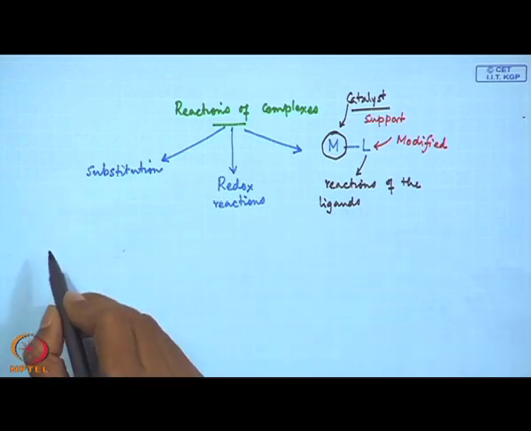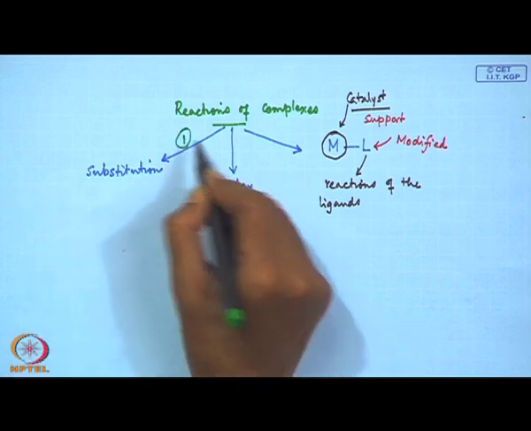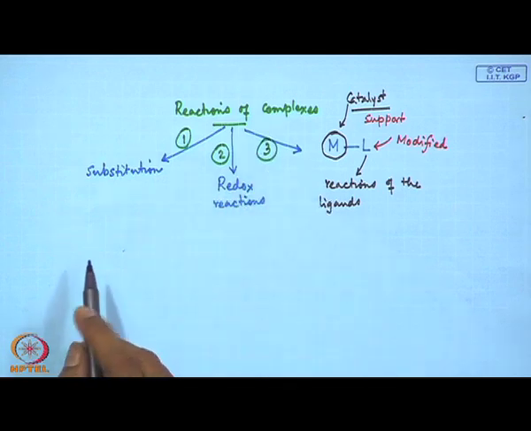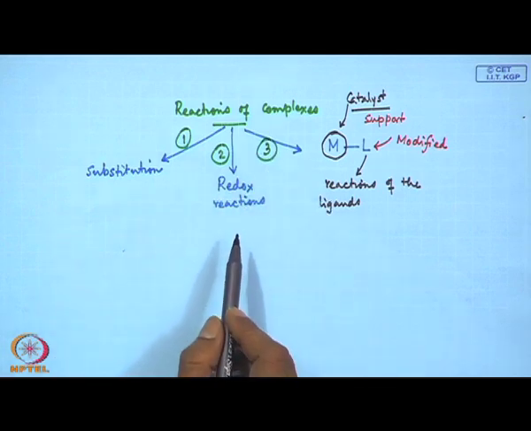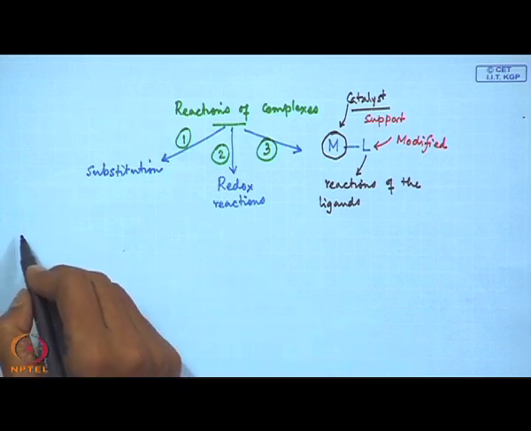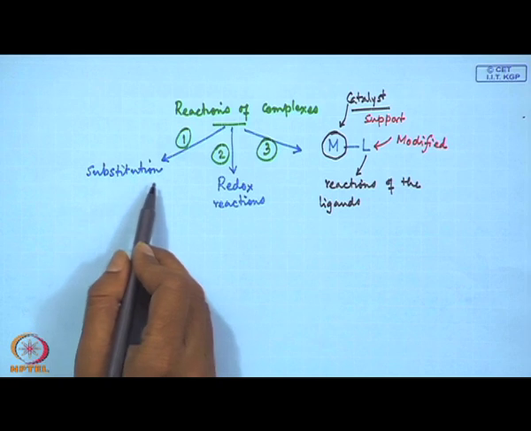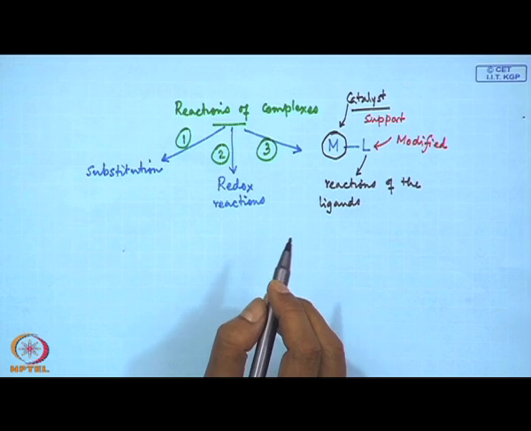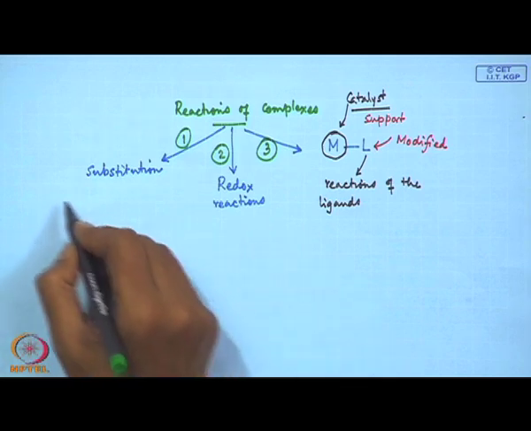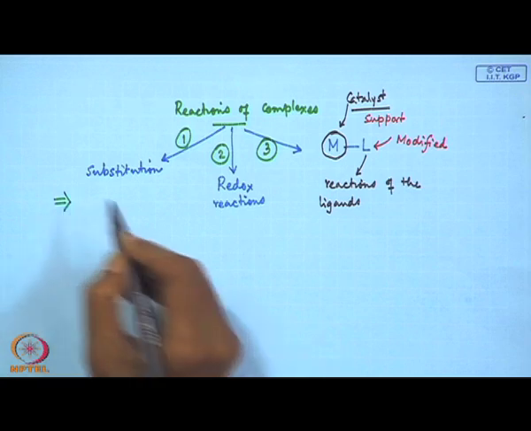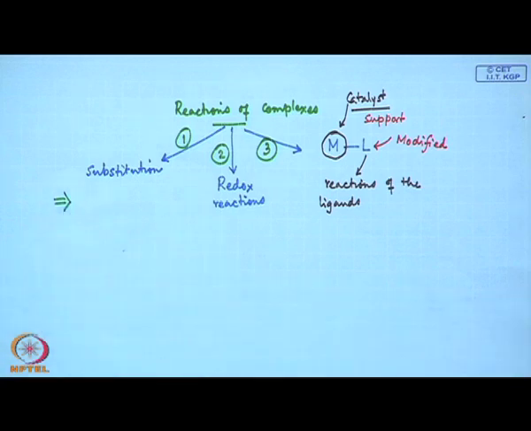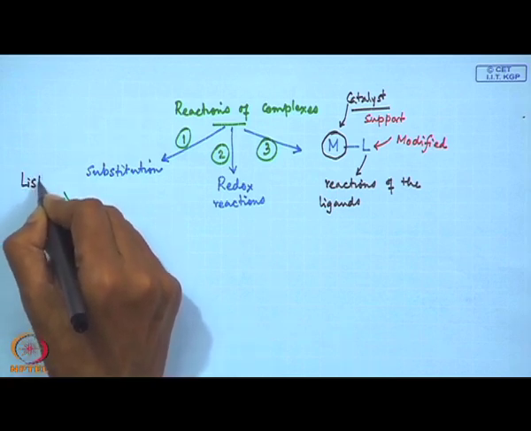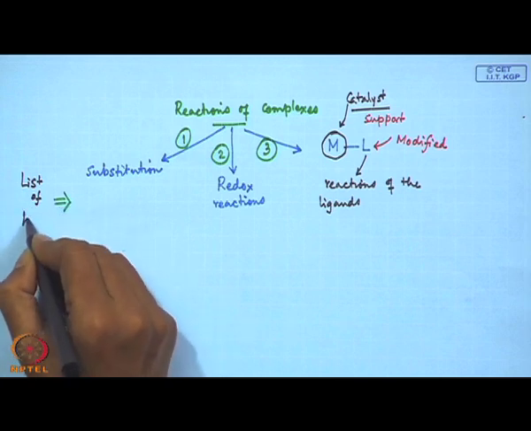So, for all these three types of reactions, say this is 1, this is 2, this is 3, we can have very detailed and elaborate explanations. So, theoretical explanations for all these reactions: how the substitution reaction is taking place, how the redox reactions are taking place, and how these reactions are taking place on these molecules. So, we can have all these or some more also, that list of known reactions we should have in our hand.